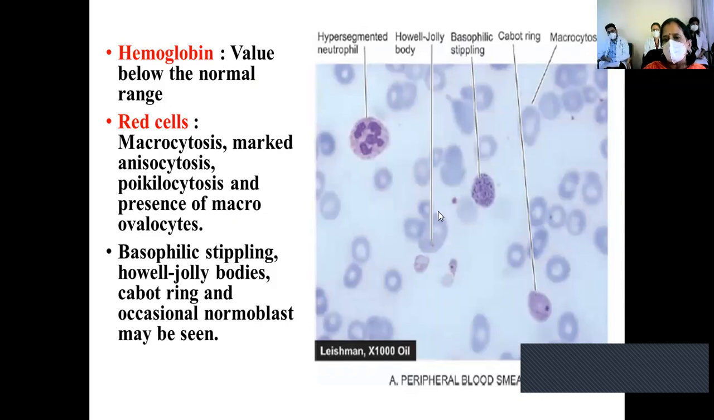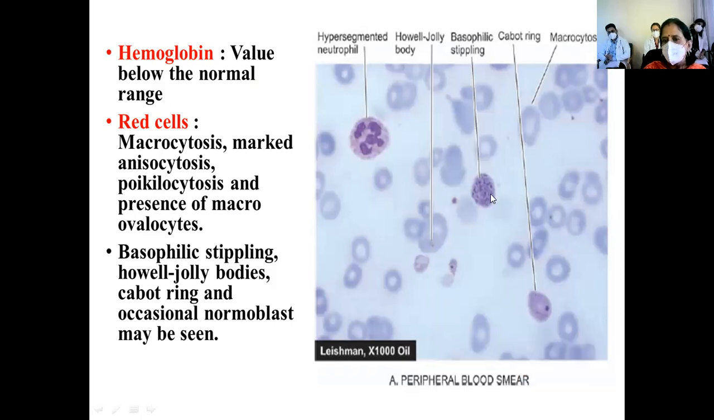So this is a nice macro-ovalocyte. Forget the Howell-Jolly body here. This is a macro-ovalocyte. Then in addition, we see a lot of other features. Well-stained blood smear, and hemoglobin is very less. So we see a lot of other findings. So this is basophilic stippling. Blue dots, the remnants of RNA. Multiple blue dots in the RBCs.